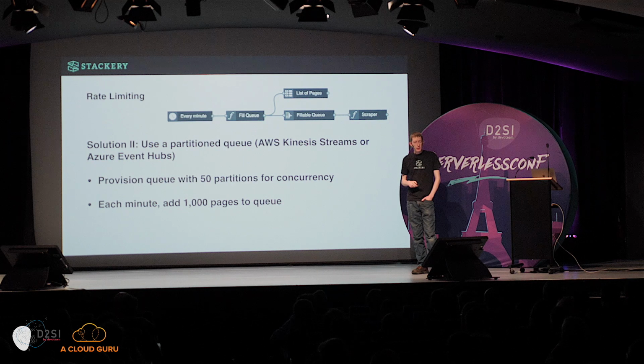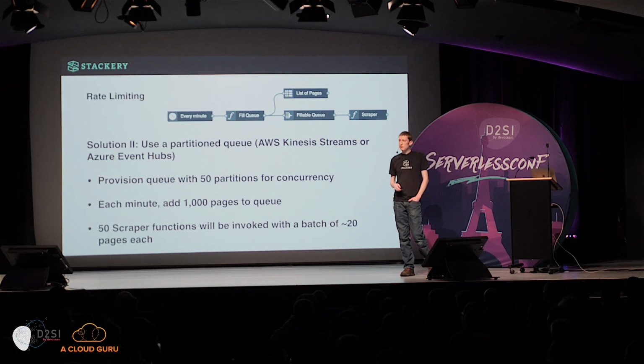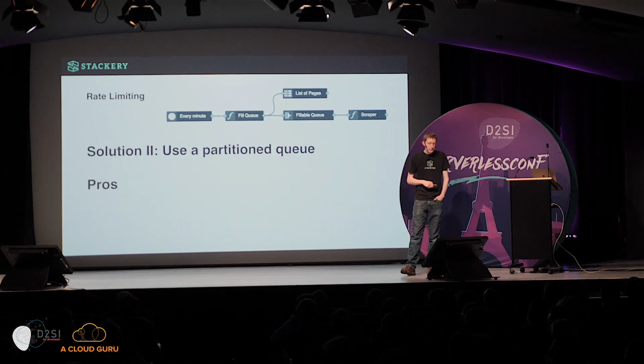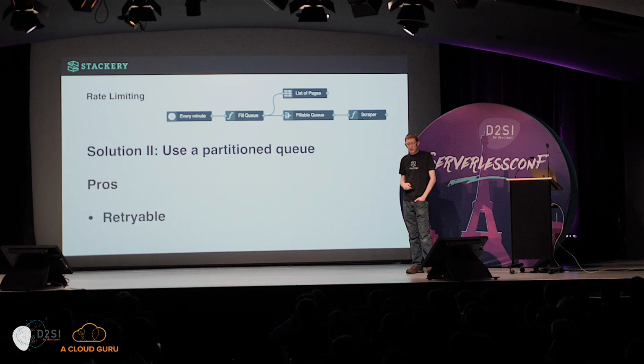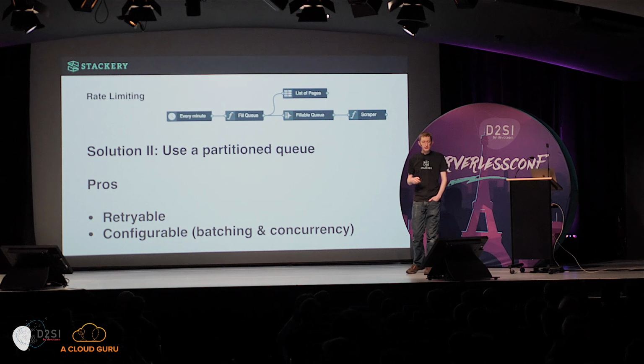Every minute, we have a fill queue function that is going to take 1,000 pages from our list of pages, and we're going to add it to our fillable queue. And that's going to spawn off 50 functions in parallel, one for each partition, with about 20 pages each. So this is a great solution technically. It adds in our retriable capabilities, and it's very configurable. We can set the batching size, we can set the concurrency rate.